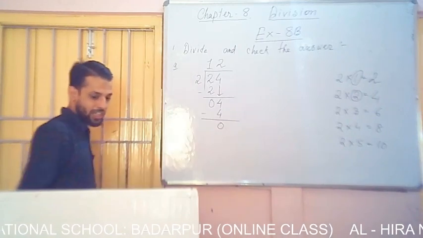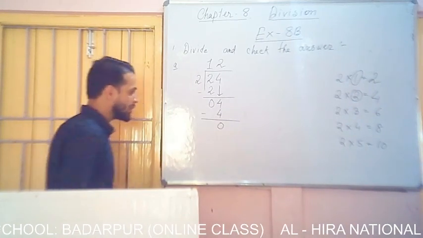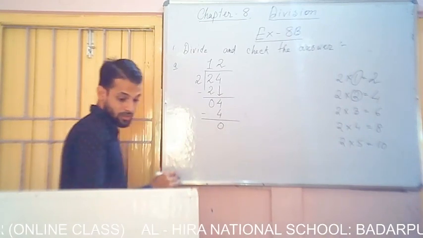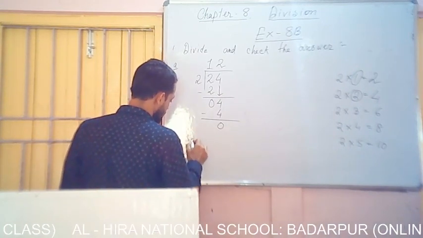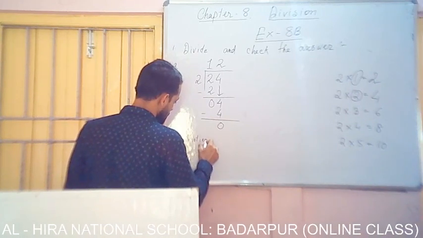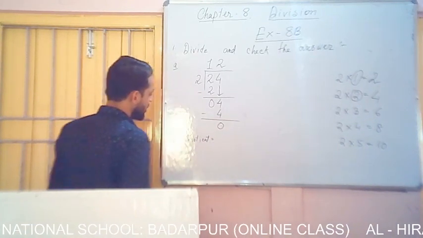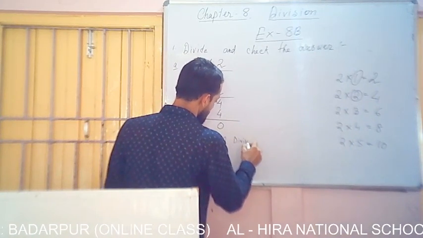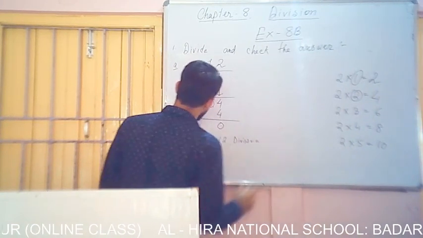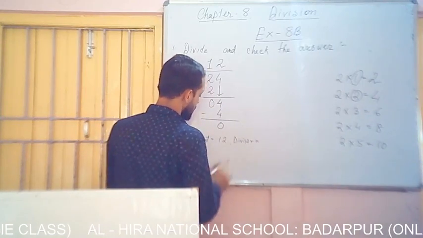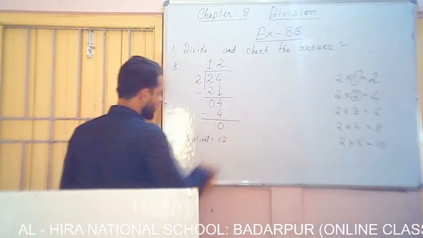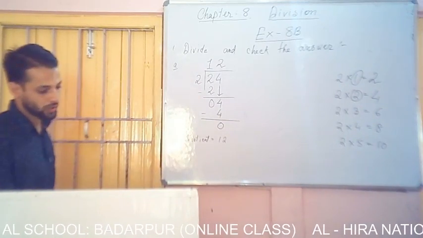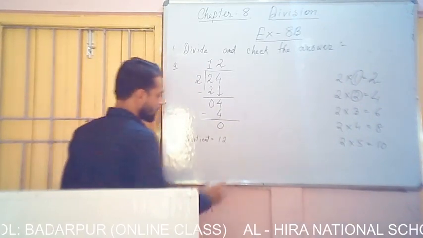As the remainder is 0, no need to write down the remainder. Simply write down the quotient. Quotient equal to what? 12.